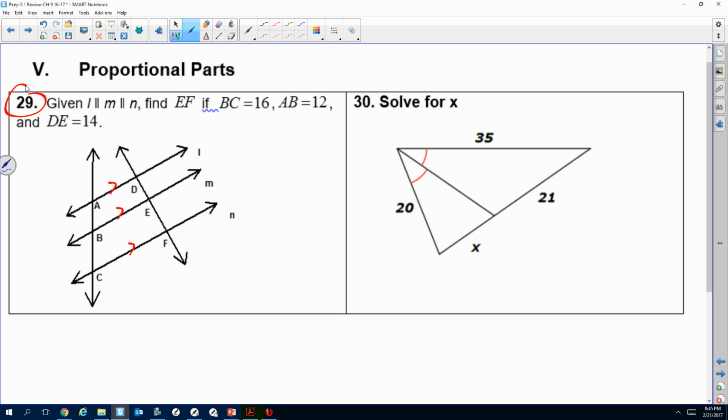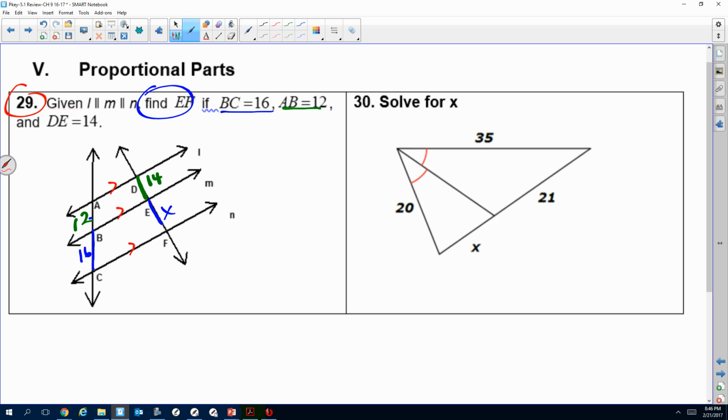So we take those and label our parallel lines. They want us to find EF. BC is 16, so here's BC, between B and C, is 16. AB is 12, so that's 12. And DE is right here. It is 14. And we're trying to find EF. That's our unknown.